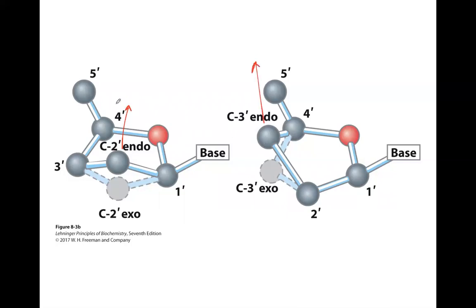And so remember from OChem 2, endo means same side, exo means opposite sides.